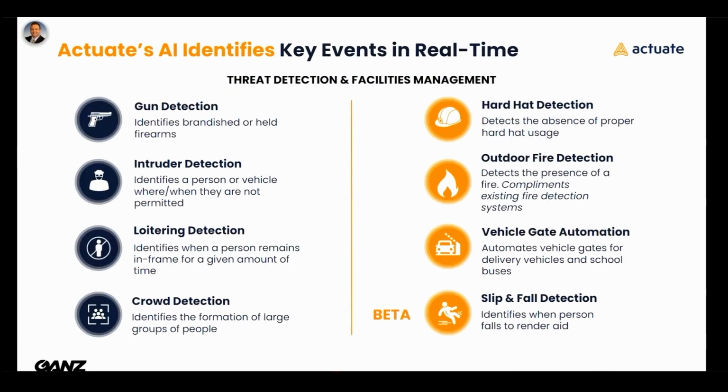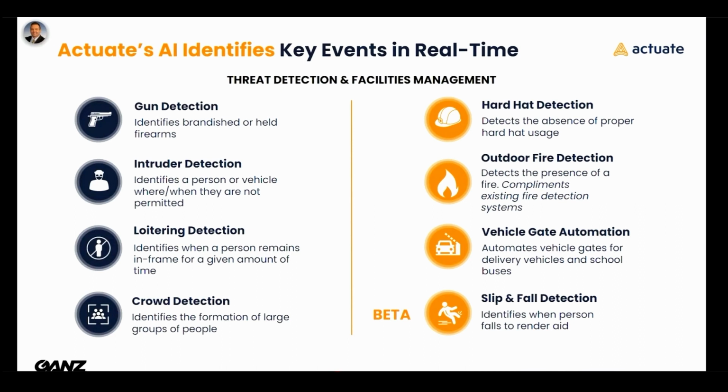We identify key events in real time. So we'll identify brandished firearms from, say, small Derringer pistols up to long rifles like AR-15s. Intruder detection will alert security if a person or vehicle is anywhere they shouldn't be. If someone is loitering on your property or a crowd is forming nearby, you'll be made aware of these threats in seconds. On construction sites, we'll let you know if someone isn't wearing their hard hat, and we complement existing fire detection systems with AI fire detection software.